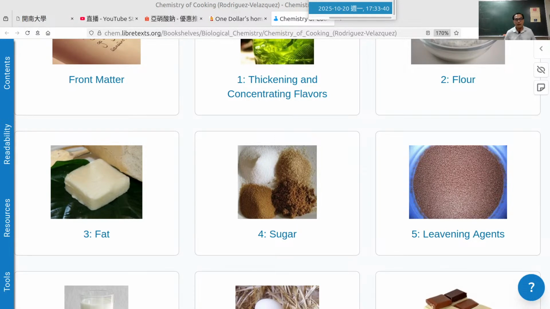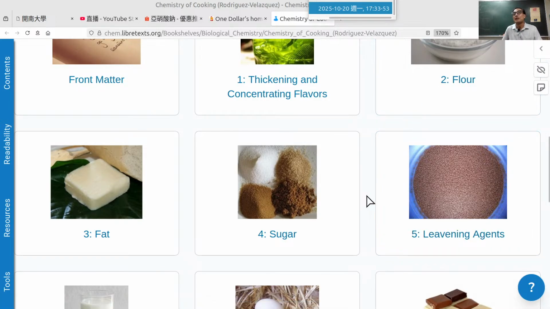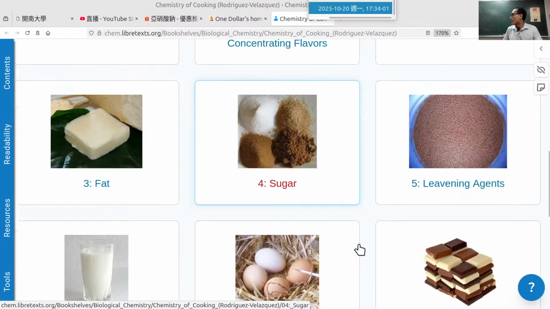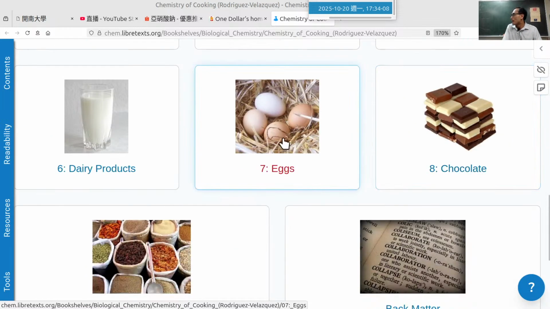Okay, let's come back to our textbook here. Last week we had a brief introduction about the fat. We can continue today. As I mentioned, the ingredients of today's snack are eggs, flour, sugar, fat, and a little bit of leavening agent. We use baking powder, egg, and milk.